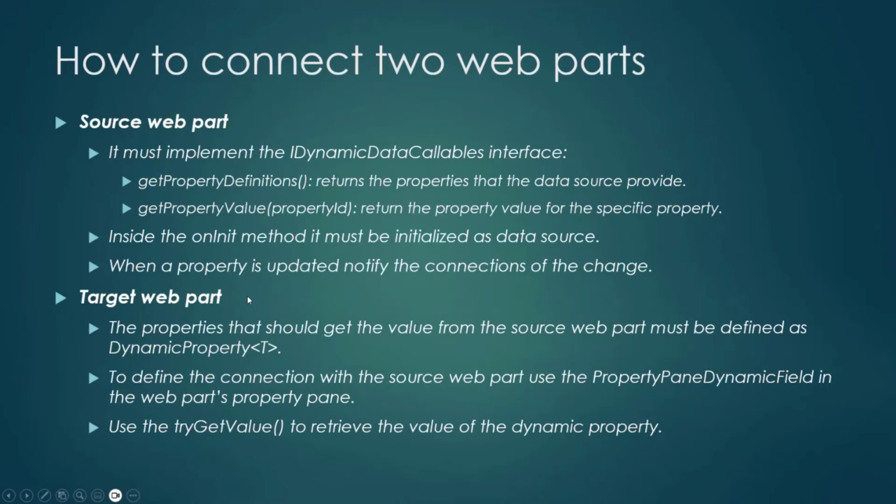For the target web part, instead, you have to define the properties as a DynamicProperty of T based on the type of the property. And also in the getPropertyPaneConfiguration, you have to define each of the properties that you want to bind with the PropertyPaneDynamicField. And lastly, you have to call the tryGetValue to retrieve the value from the property that you bound.